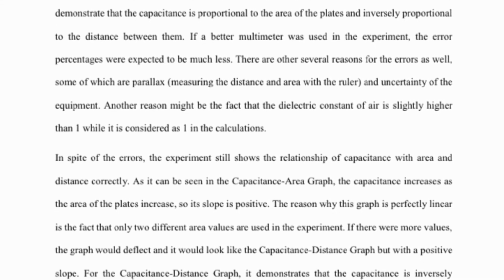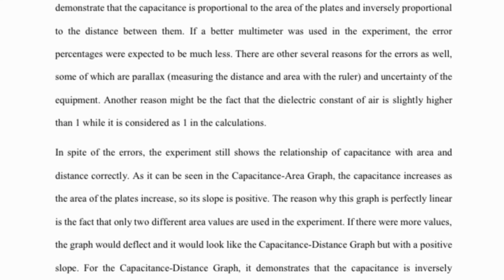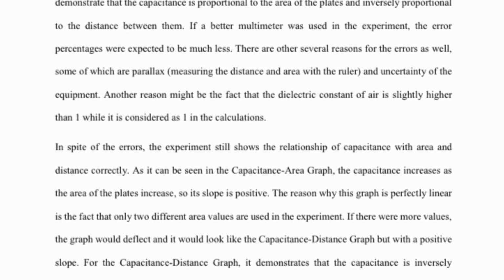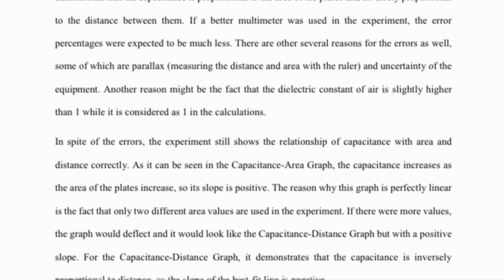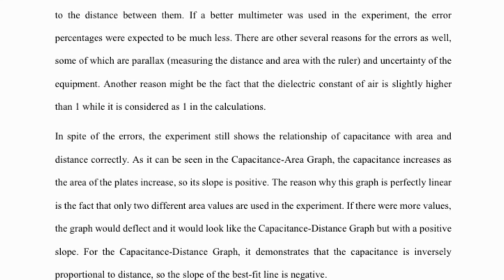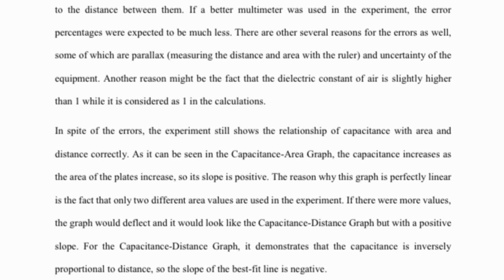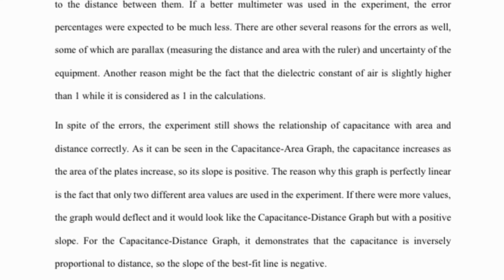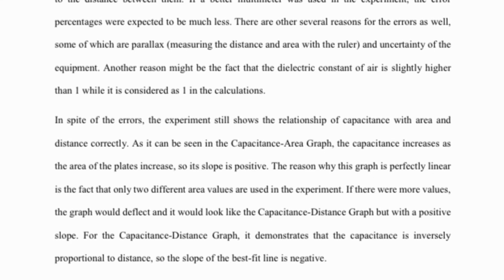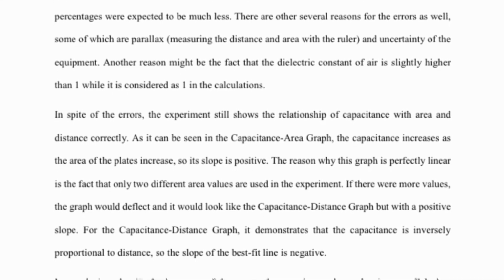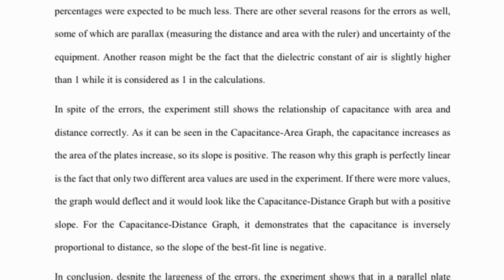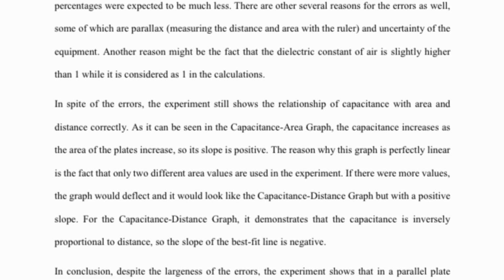As can be seen in the capacitance-area graph, the capacitance increases as the area of the plates increases, so its slope is positive. The reason why this graph is perfectly linear is the fact that only two different area values are used in the experiment. If there were more values, the graph would deflect a little bit and it would look like the capacitance-distance graph, but with a positive slope.